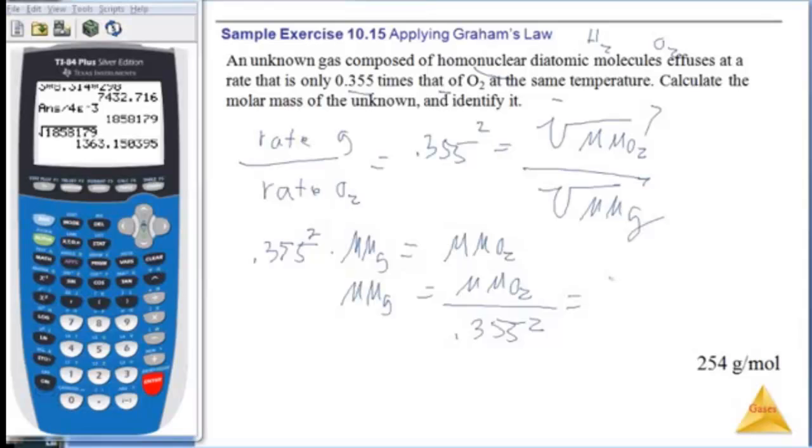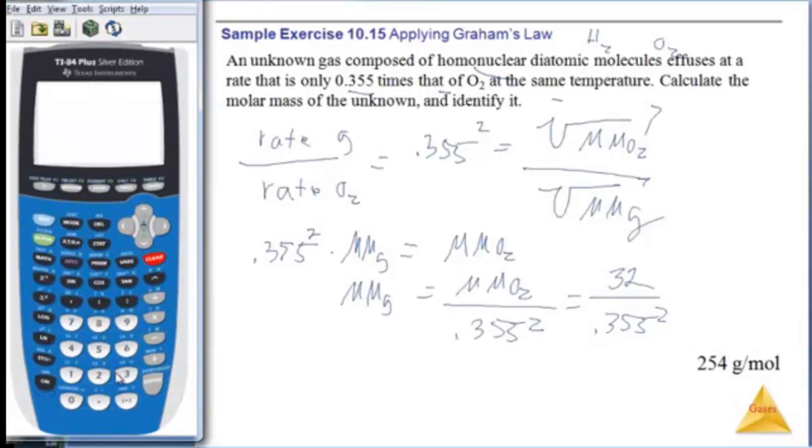So I know my molar mass of oxygen is 32, right? And if I put that over 0.355 squared, let's see what we get. Alright, so I have 32 divided by, I'm going to put in parentheses, 0.355 squared, close my parentheses, and I get 253.0.9 grams per mole.